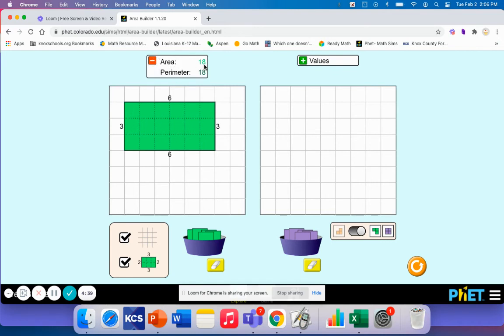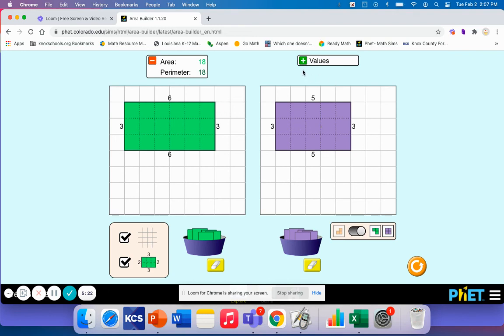Let's look at our values. It says area 18. So there's my 18 squares. Now, Akeem said that he had 3 rows of 5. Well, he didn't tell us how many squares he had. He just said 3 rows of 5. So I'm going to build the 3 rows of 5. There's 3 rows of 2. Three rows of 4. And then 3 rows of 5.